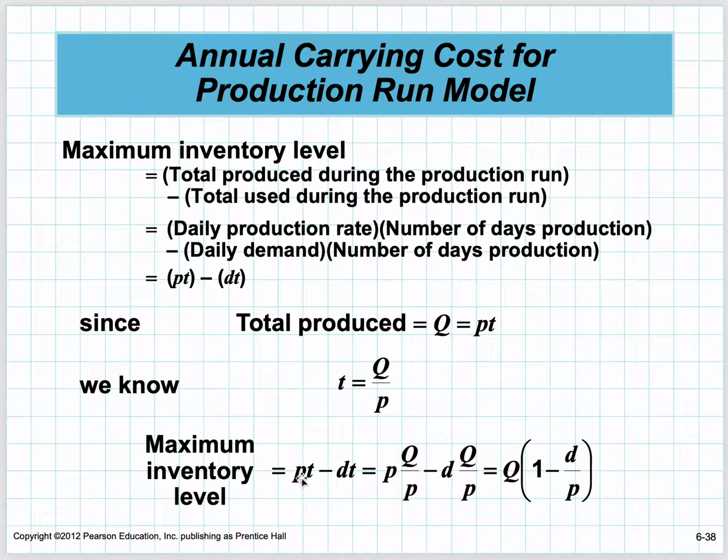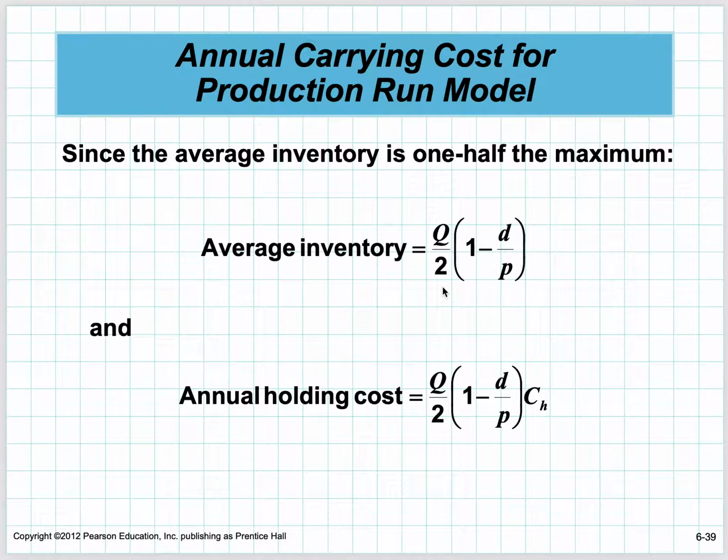So if we have our maximum inventory, we have PT minus DT, but we know that T is now Q over P. I factor a Q out of this, and this just becomes Q times (P over P minus D over P). I factor Q out using the distributive law, and I get Q times (1 minus D over P) is my maximum inventory level. My average inventory is going to be half of that, and my annual holding cost is going to be Q over 2 times (1 minus D over P) times the holding cost.